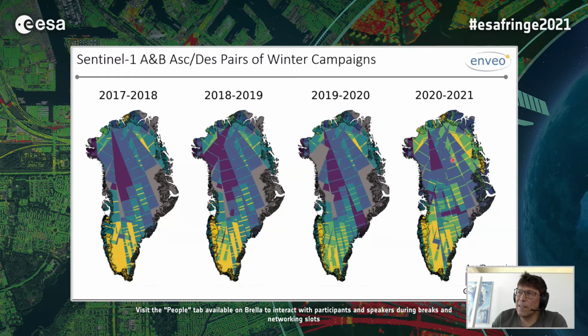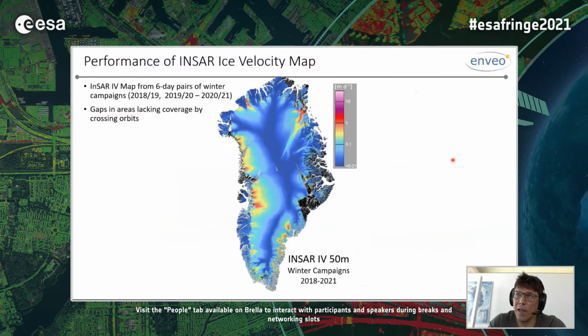While in 2020 and 21, we pushed ESA to adapt the acquisition planning to extend the crossing orbit coverage over Greenland. And we have now almost at least one acquisition of crossing orbits available. There are only a few gaps left shown in gray.